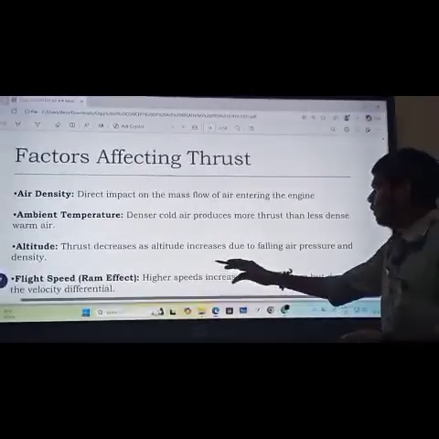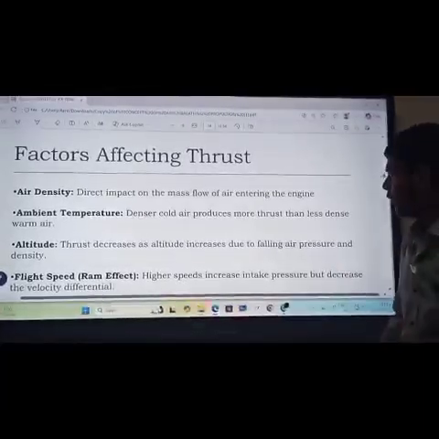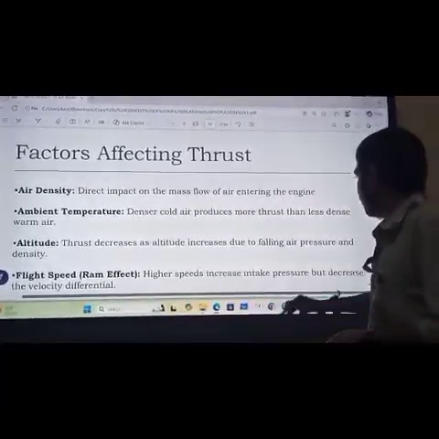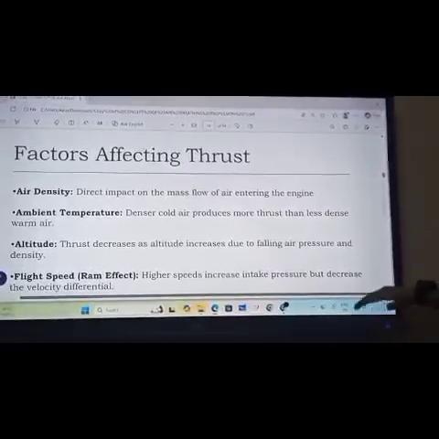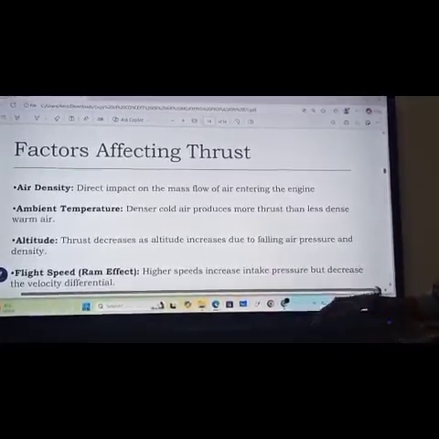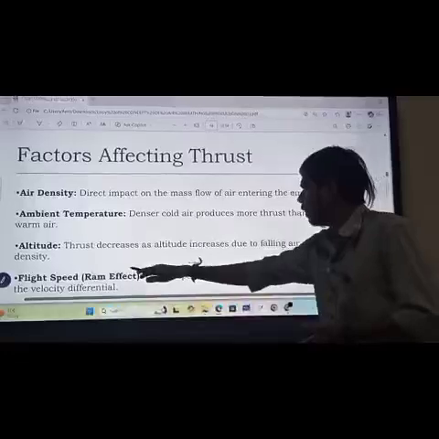The next is flight speed. Higher speed increases intake pressure but decreases the velocity differential.